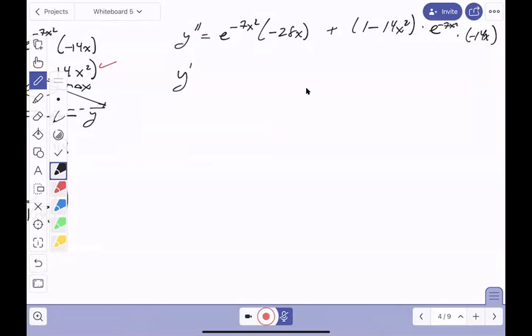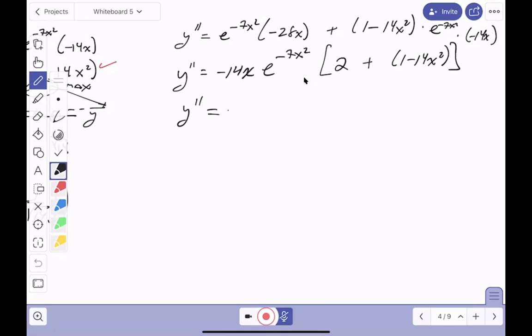It's of no use to me. So I'm going to factor out, let's see what I'm going to factor out. I'm going to factor out minus 14x. I'm going to factor out e to the minus 7x squared. And then what do I get? I would get 2 plus 1 minus 14x squared. Don't despair yet. I think I did okay. We'll look at the key too, by the way, because mistakes happen. That's what's nice about having a key.